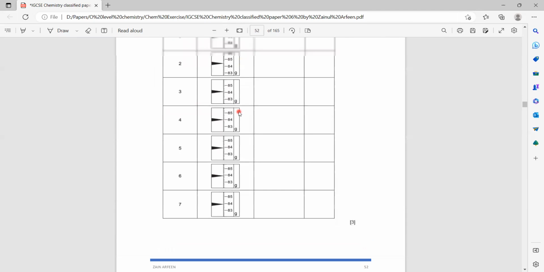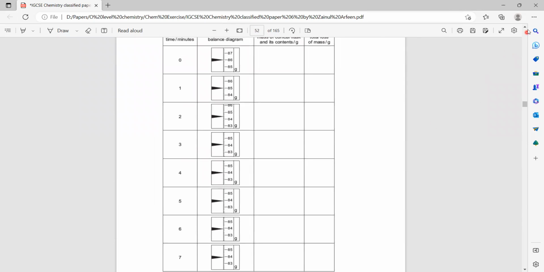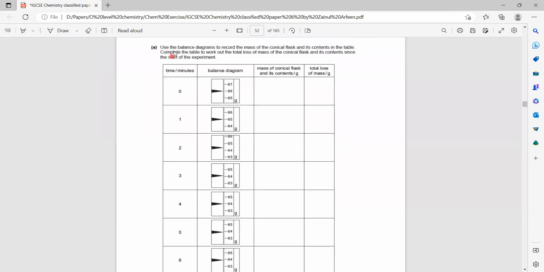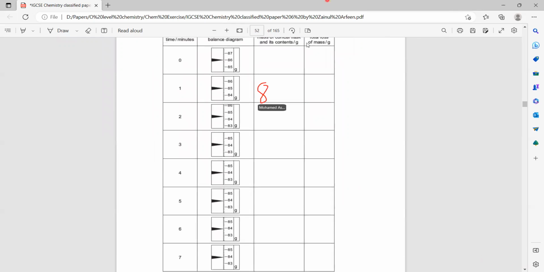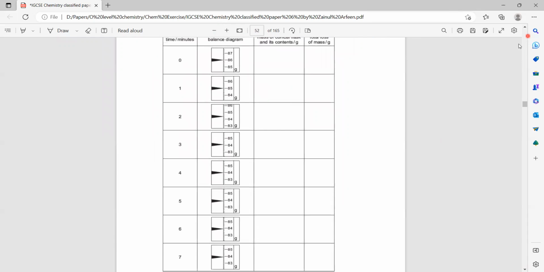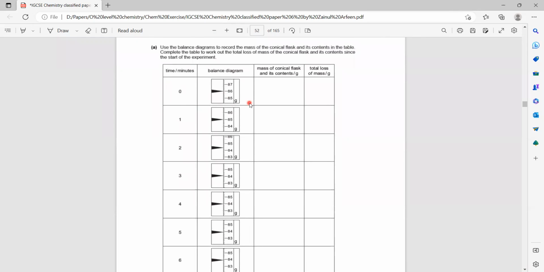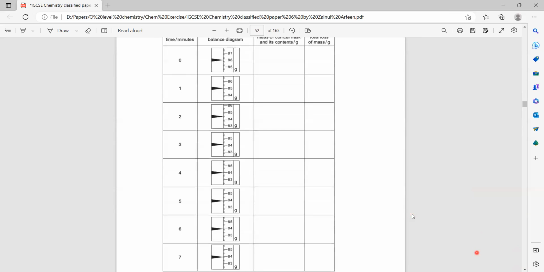So, use the diagram to complete the table. This one is the mass of the contents in the beginning. Like here, the mass of the conical flask and its contents, and the total mass loss. This is at the beginning of the experiment.